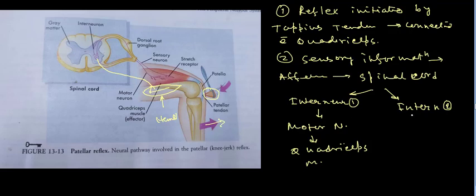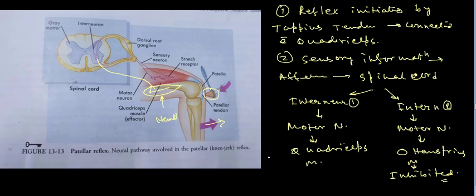Another interneuron sends this information to another motor neuron, and this motor neuron is connected with the hamstring muscle. So this hamstring muscle is inhibited during the knee jerk reflex. So this is an excellent example of a reflex action, right?